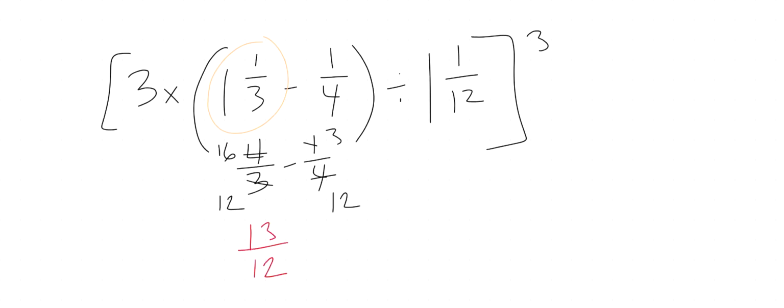So we need to go 3 times 13/12. And how do we multiply with the whole number 3? Make it 3/1. Good. And then we're going to divide by what's the improper for the 1 and 1/12? 13/12. Good. And then we multiply and flip it.